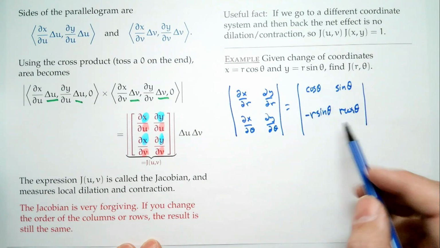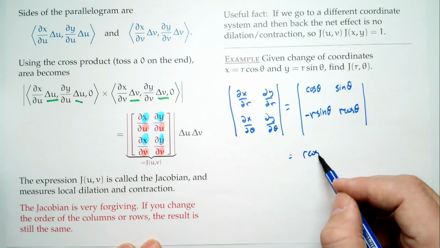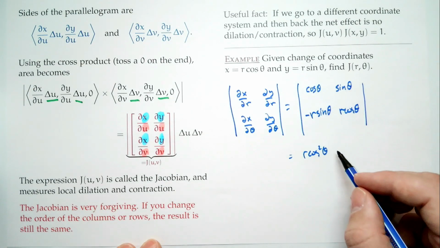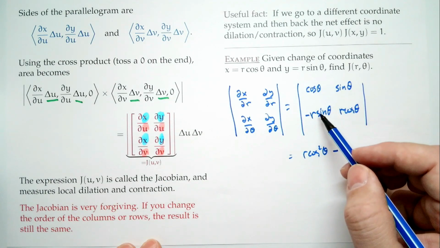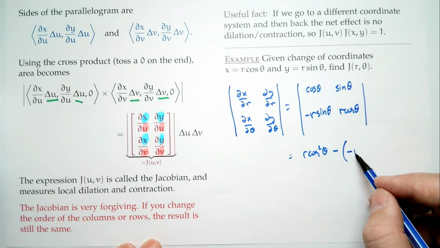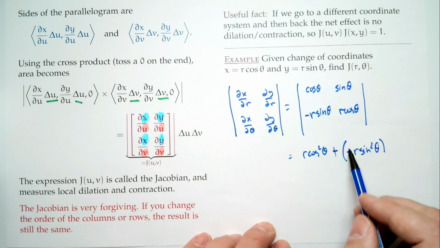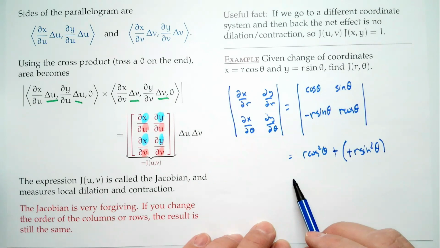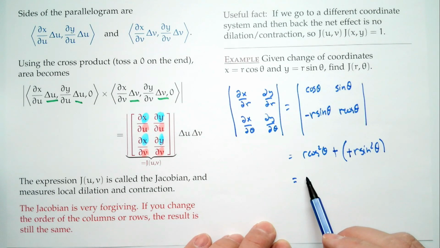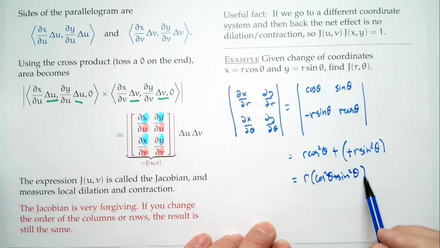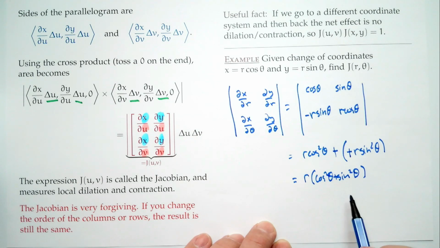So cosine theta times r cosine theta is r cosine squared theta. Subtract r sine theta, negative r sine theta times sine theta is negative r sine squared theta. Well, minus minus makes this plus. What else can we do? Pull out an r. Cosine squared plus sine squared. Does that simplify any further? Yeah, this becomes 1. Which means we end up with an r.